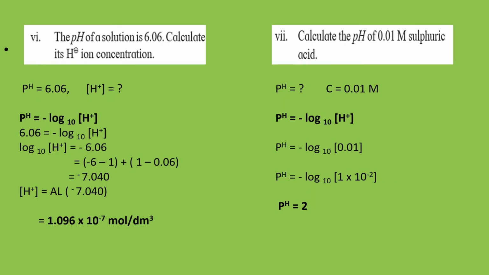Sixth question. The pH of a solution is 6.06. Calculate its H plus ion concentration. We know the relationship between pH and H plus ion concentration is pH is equal to negative logarithm to the base 10 of molar concentration of H plus. So 6.06 is equal to negative logarithm to the base 10 of molar concentration of H plus, or logarithm to the base 10 of molar concentration of H plus is equal to minus 6.06. Now molar concentration of H plus is equal to anti-logarithm of minus 6.06.